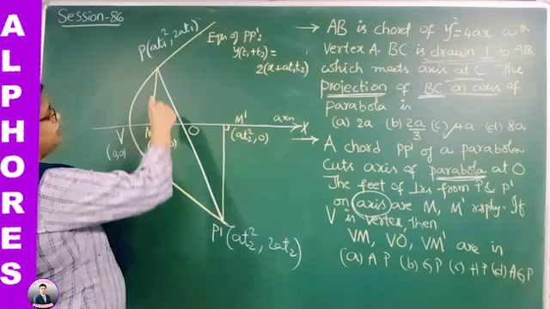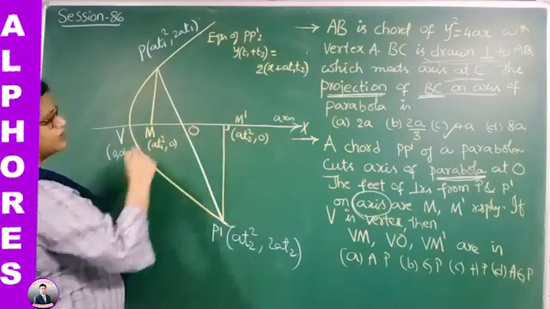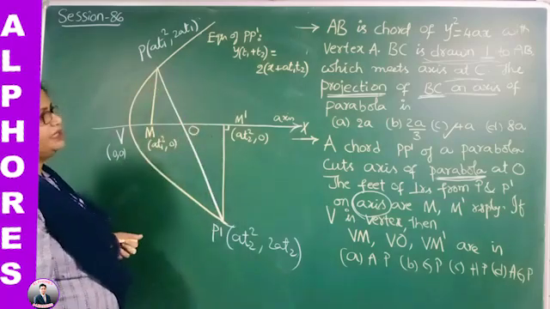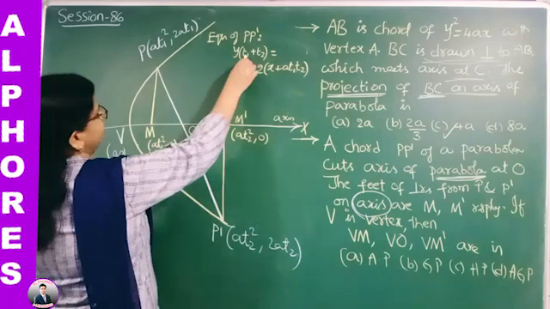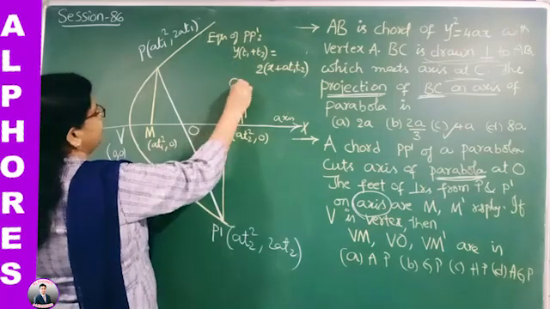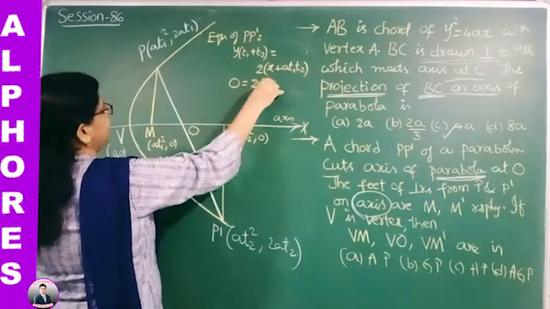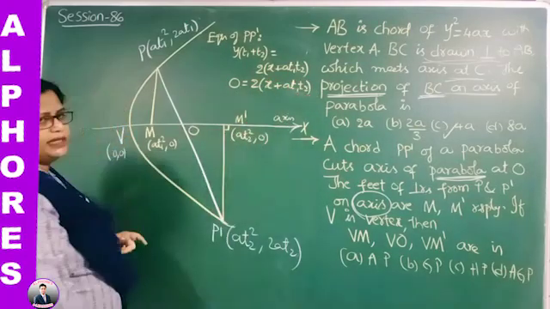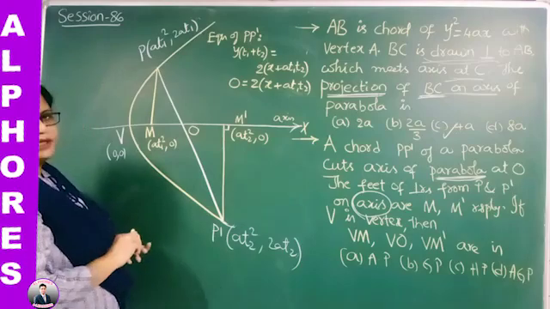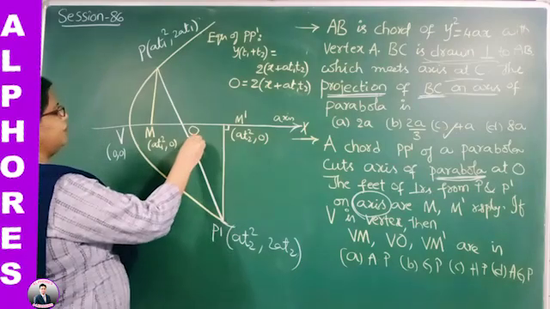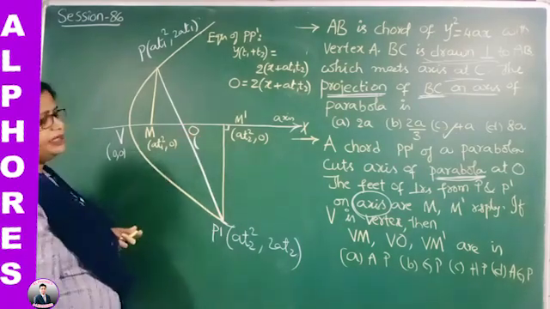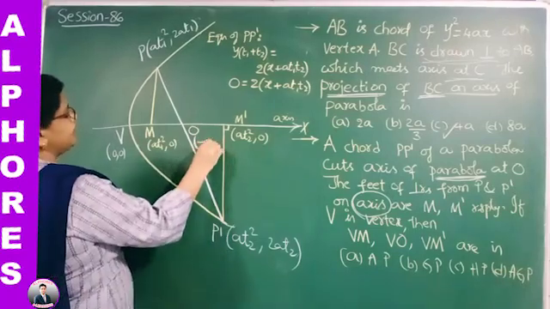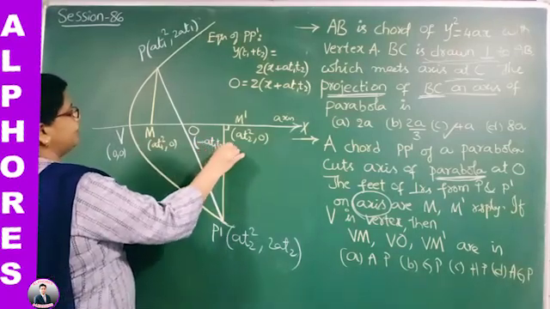And now this chord is meeting the x-axis. That means at that stage y is 0. That implies when y is 0, we get 2 into (x plus a t1 t2). And hence students, what is the x value? It is minus a t1 t2. Therefore these coordinates are nothing but (minus a t1 t2, 0).